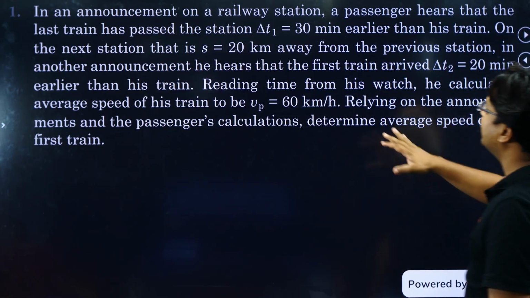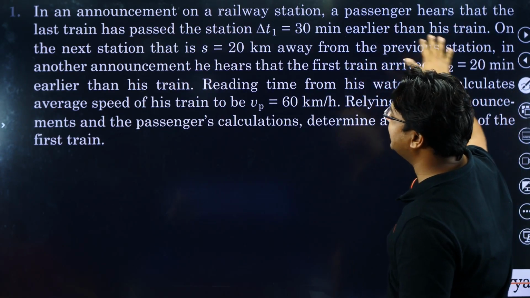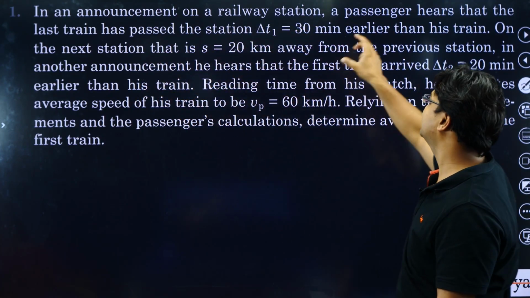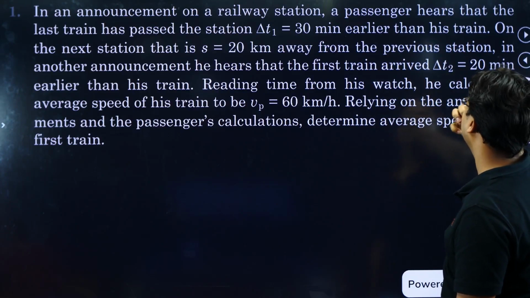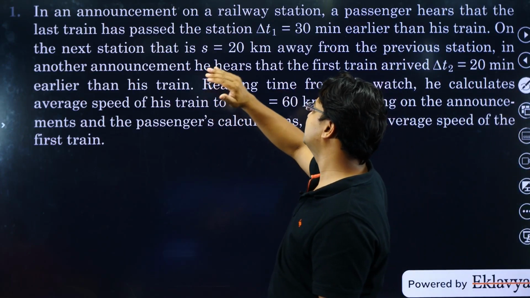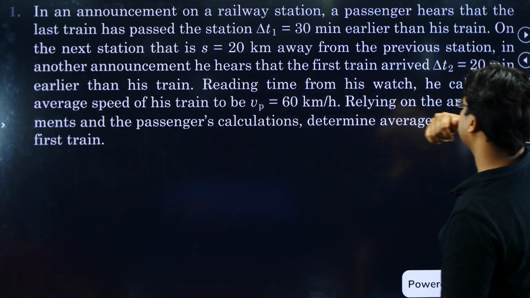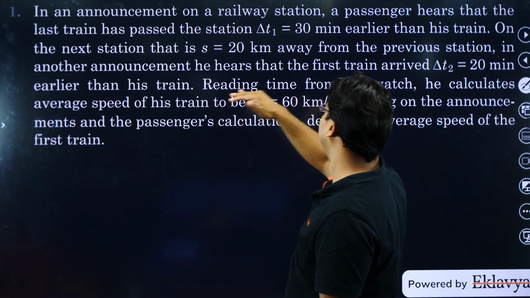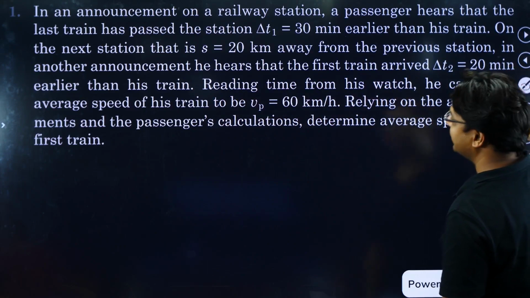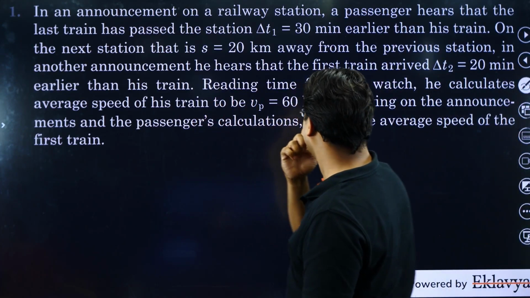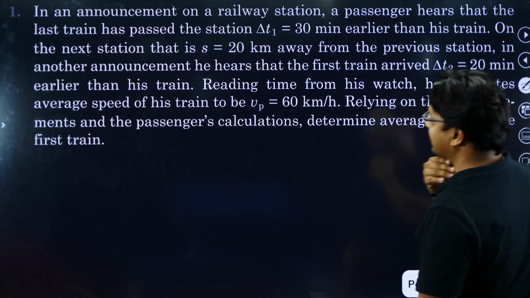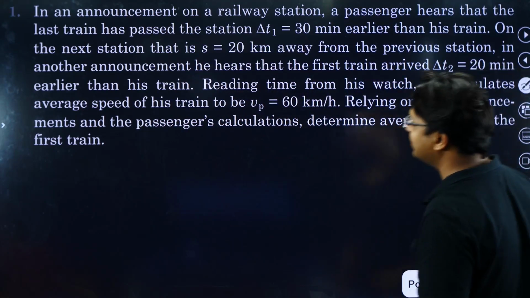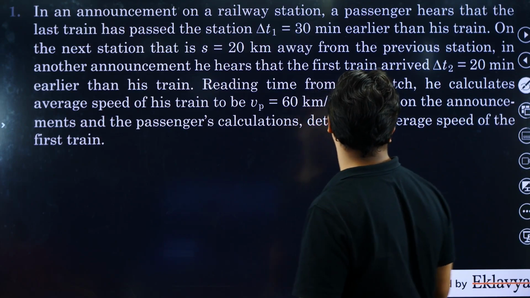In an announcement on a railway station, a passenger hears that the last train has passed the station delta T1, that is equal to 30 minutes earlier than his train. On the next station, that is 20 kilometers away, that is S distance away from the previous station, in another announcement he hears that the first train arrived delta T2 equal to 20 minutes earlier than his train, reading time from his watch. He calculated the average speed of his train to be 60 kilometers per hour. Relying on the announcement and the passenger's calculation, determine the average speed of the first train.